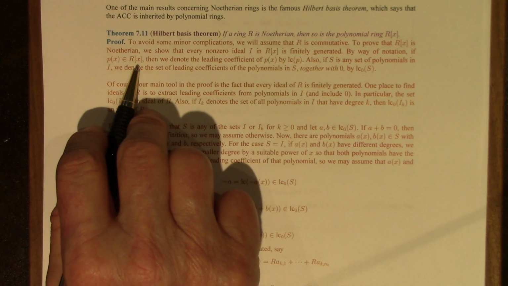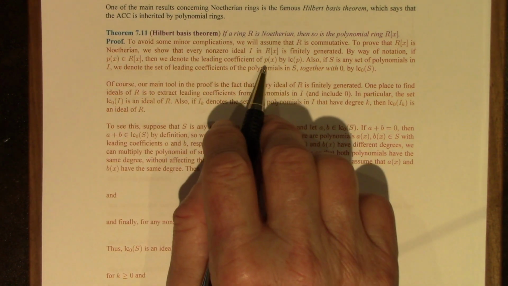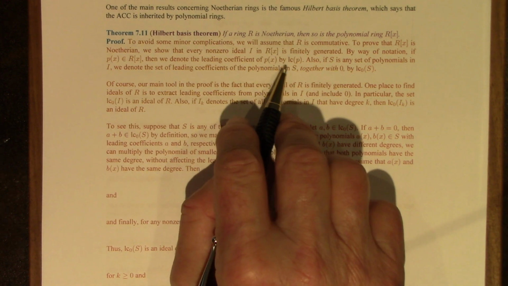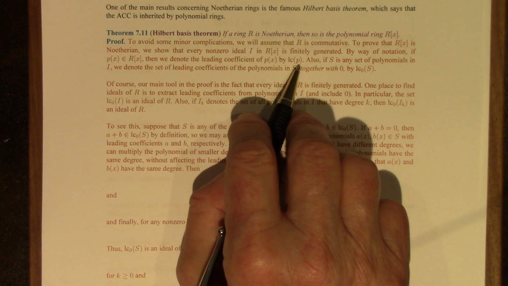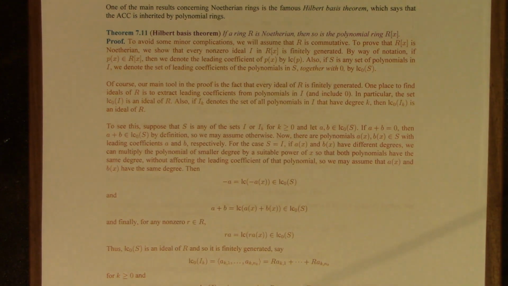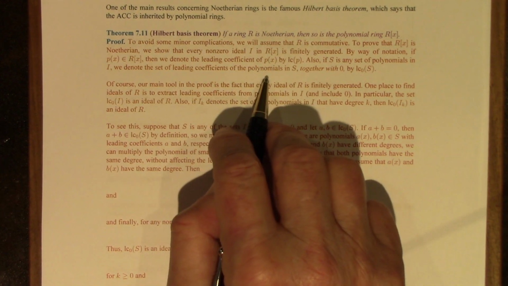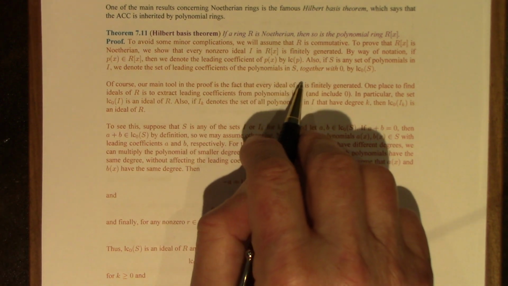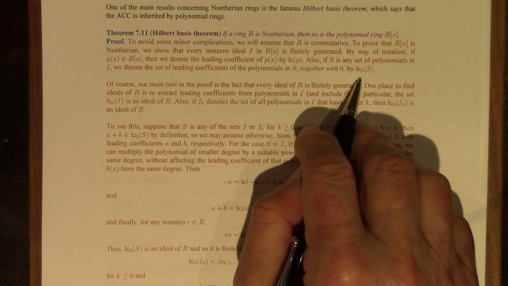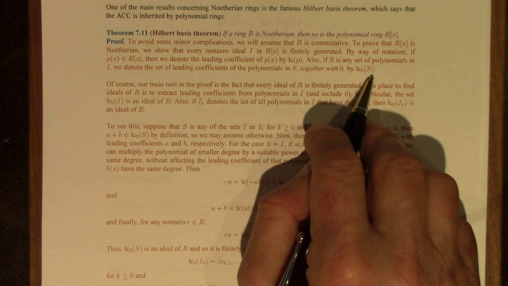For some notation, if p of x is a polynomial over R, we'll denote the leading coefficient of p of x by LC of p. And if S is any set of polynomials in I, we'll denote the set of leading coefficients of the polynomials in S together with 0, and that's important, by LC sub 0, LC naught of S.